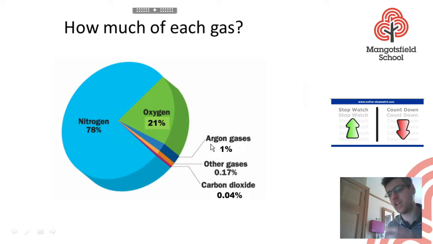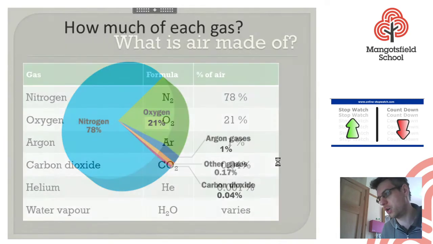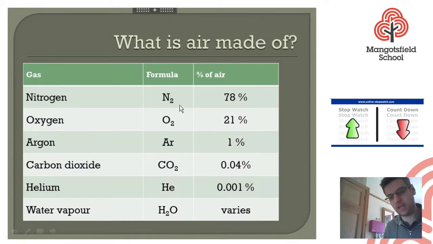For now, how much of each gas is in the air? Nitrogen, just under 80%, around 78%. Oxygen, around 20%. Argon, 1%. Carbon dioxide, 0.04%. Other gases includes things like water vapor and also helium, like for balloons. That's a really tiny amount of air, about 0.001%. So there are some other gases mixed in, but it's mostly nitrogen, oxygen, 1% argon, 0.04% carbon dioxide.